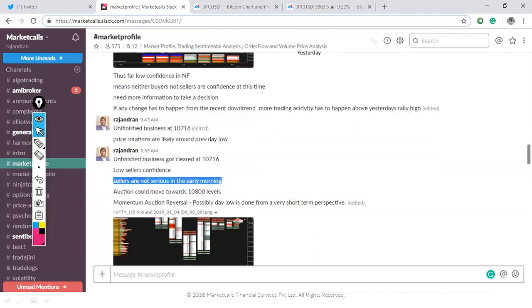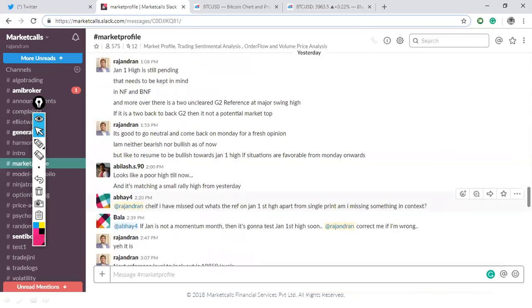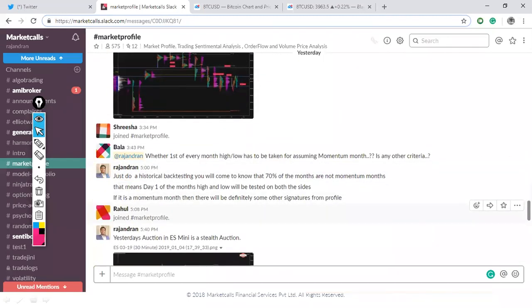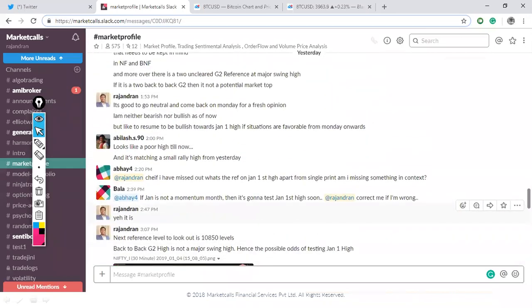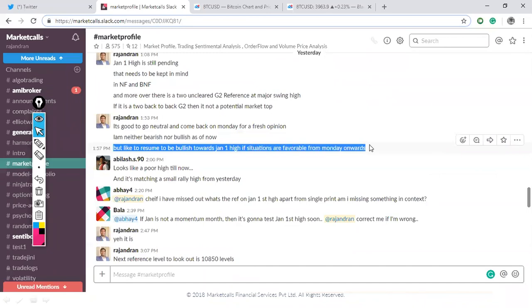And again, my comment is like, when the market is about to close for the day, it's good to go neutral and come back on Monday for a fresh opinion. I'm neither bullish nor bearish because it's neither breaking both the sides, right? But likely to resume to be bullish towards Jan 1 high if situations are favorable from Monday onwards. Right? So from Monday onwards, something different is going to happen.